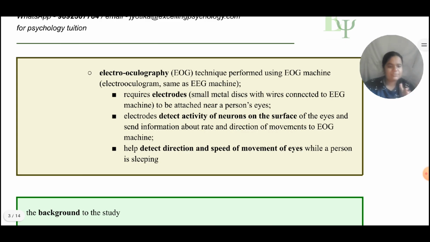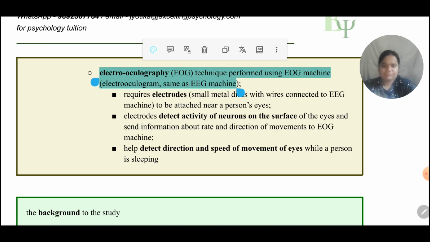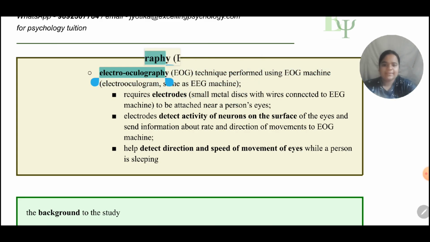They needed to know this also, that as a person is sleeping, in what direction and at what speed his eyes are moving, fast or slow. For that, they also made use of another technology which is called electrooculography. Electro means electric, oculo means eye, and graphy means imaging or study of eye movements, we can say.